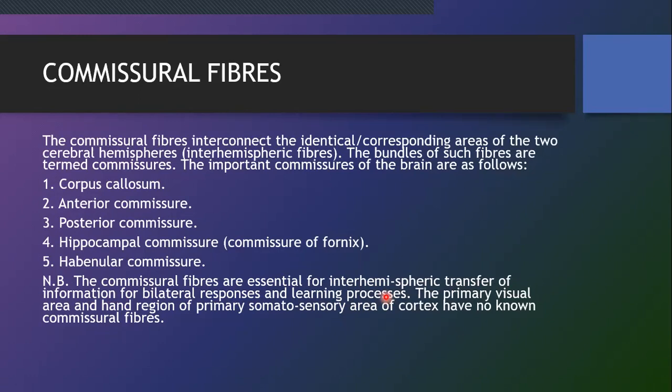Due to the commissure fibers, there will be interhemispheric transfer of information. Now, note this: the primary visual area and the hand region of the primary somatosensory area of cortex have no known commissure fibers. So there is no interhemispheric transfer of information between those two areas because there are no commissure fibers between them. So that is important to note.